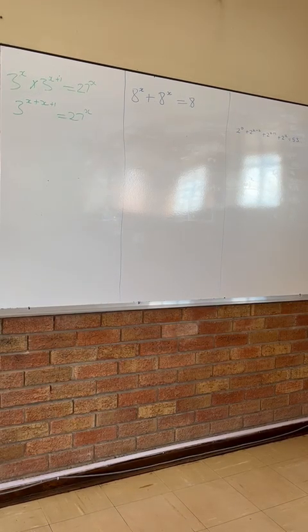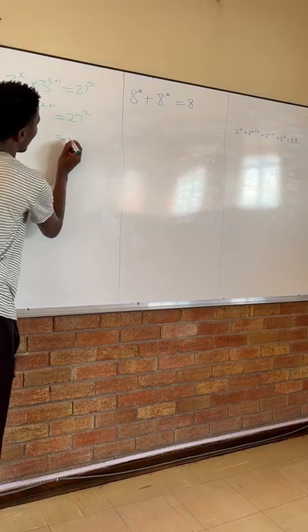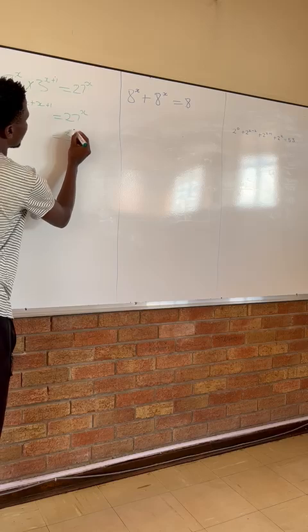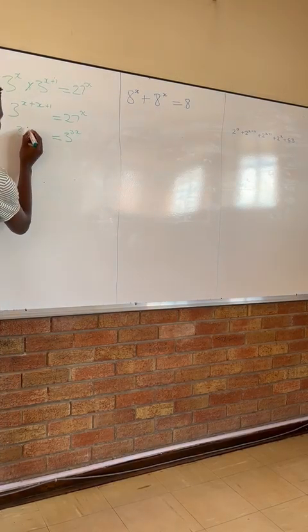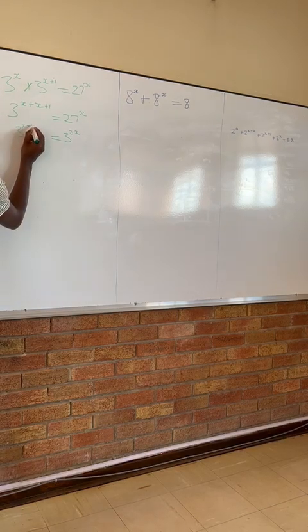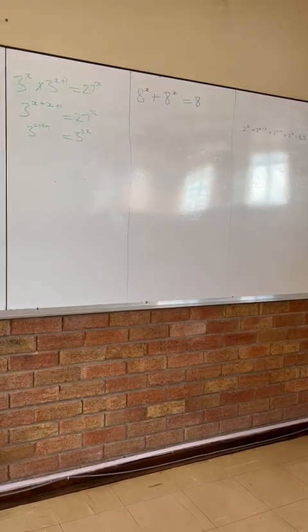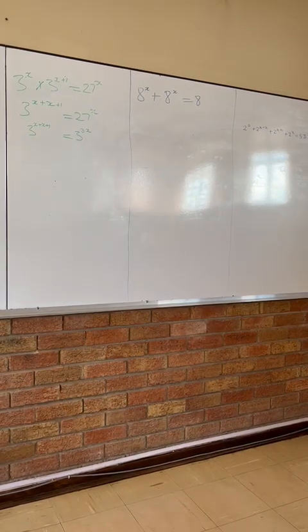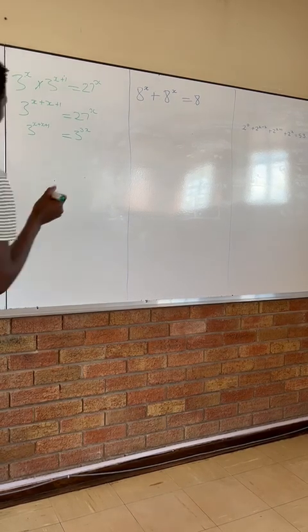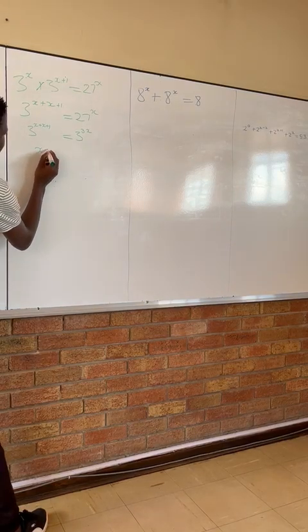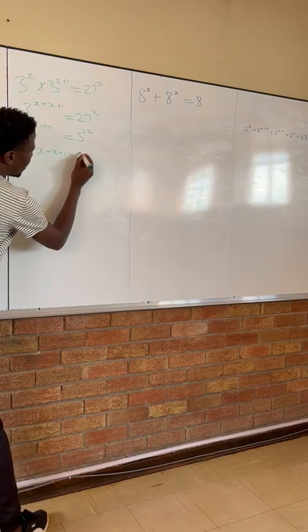So, we will have the right hand side in our own. 27 is 3 to the power of 3, so 3 to the power of 3x is equal to 3 to the power of x plus 1. So, we will introduce the laws of exponents. If we have the same base, we drop out the base and equate the exponents. So, x plus 1 is equal to 3x.